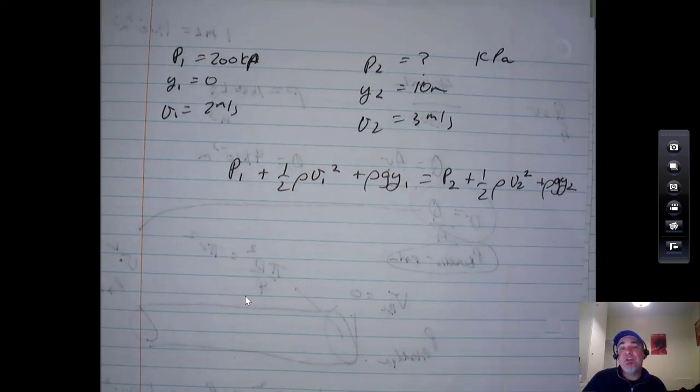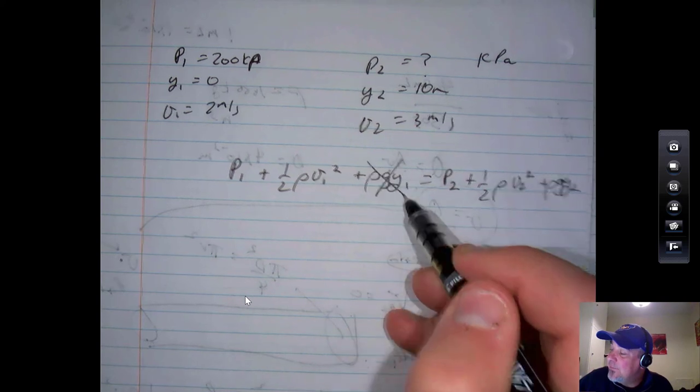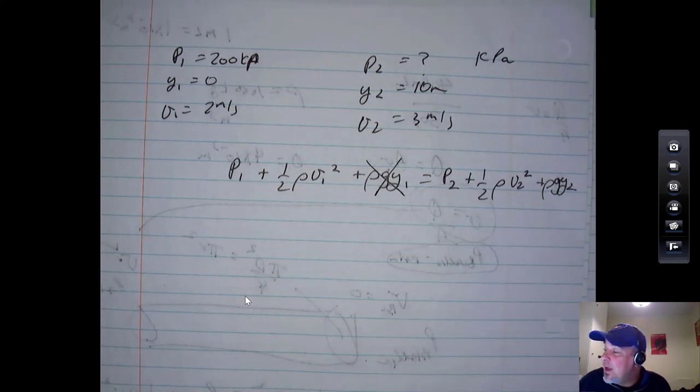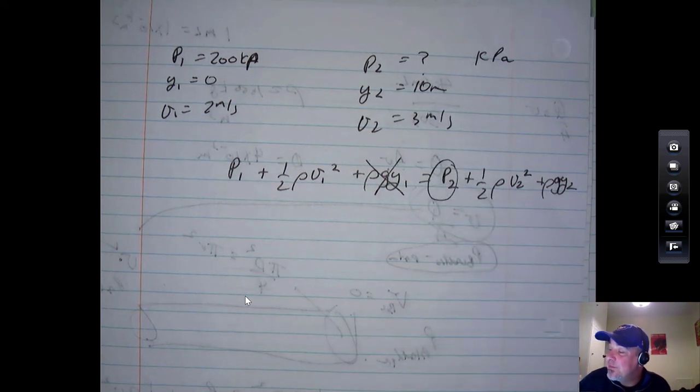It's not that it's hard to do. It's just cumbersome, maybe. So y1 was 0. This term actually goes away. And then the only thing that you do not know is what you're looking for, which is P2. This is what you're looking for. You want it in kilopascals.